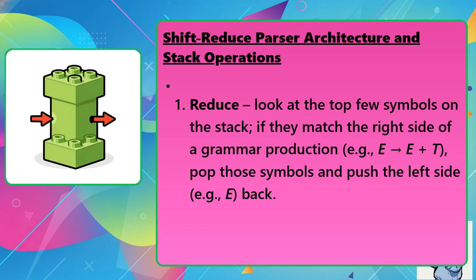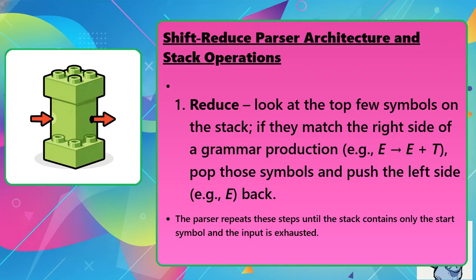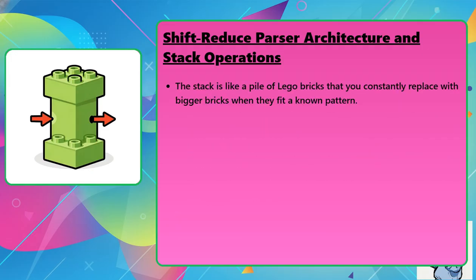If they match the right side of a grammar production, for example E goes to E plus T, pop those symbols and push the left side, for example E back. The parser repeats these steps until the stack contains only the start symbol and the input is exhausted. The stack is like a pile of Lego bricks that you constantly replace with bigger bricks when they fit a known pattern.